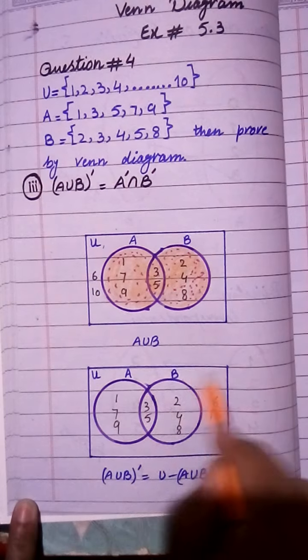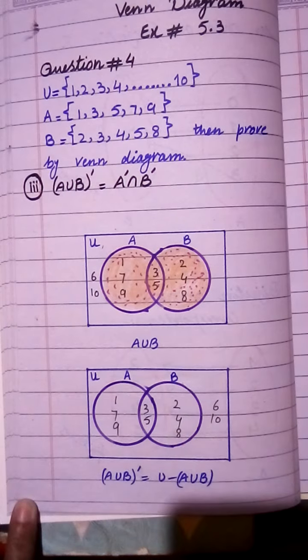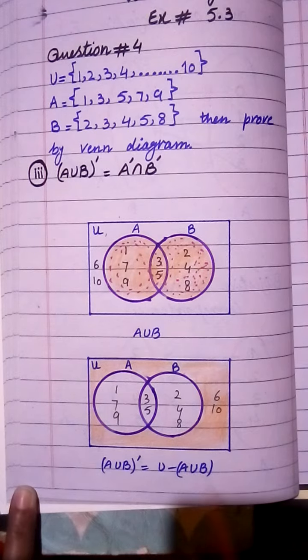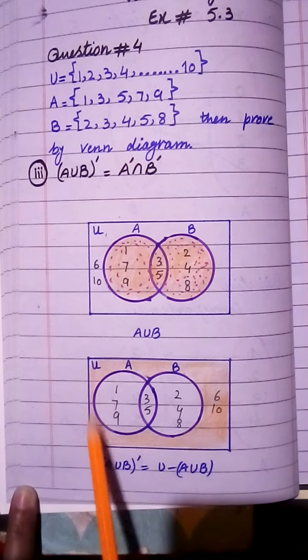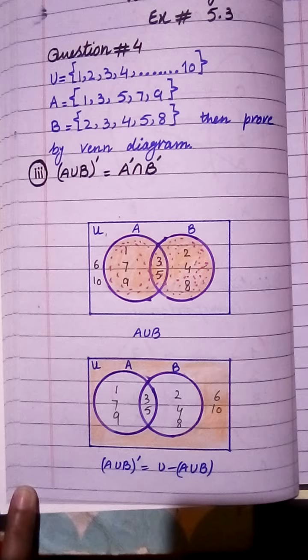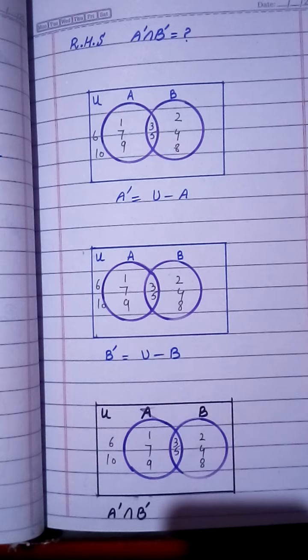So its answer is 6 and 10. It means you have to shade just the rectangle portion, not the circles. So this is (A union B) complement. It means just U is left here. Now you will solve the right hand side.